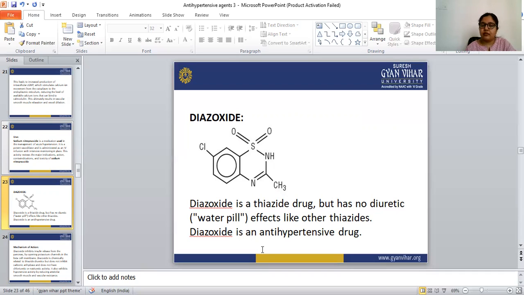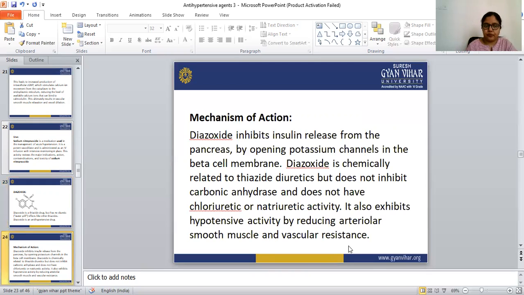So diazoxide is an antihypertensive drug, and it is also used in the treatment of hypoglycemia. Let's see the mechanism of action of diazoxide. This drug inhibits insulin release from the pancreas.